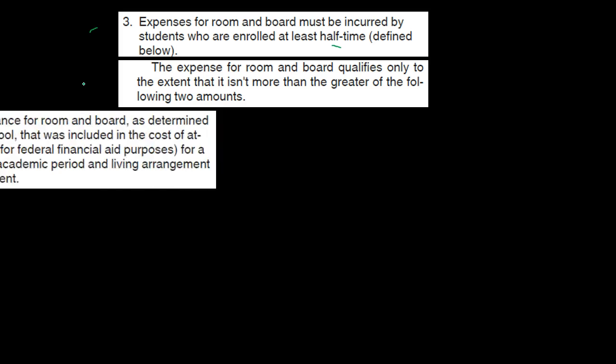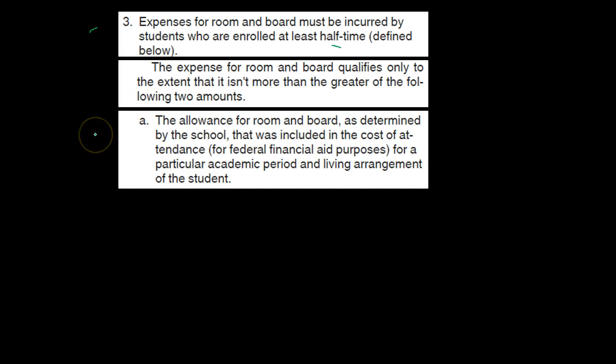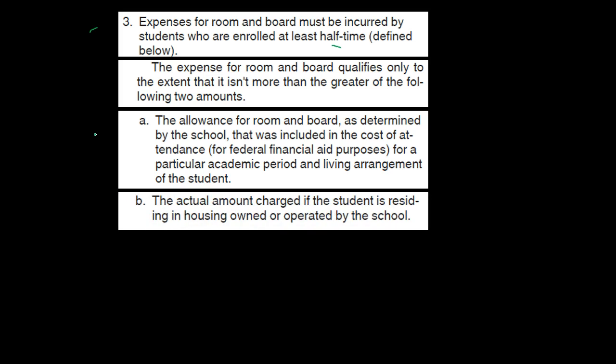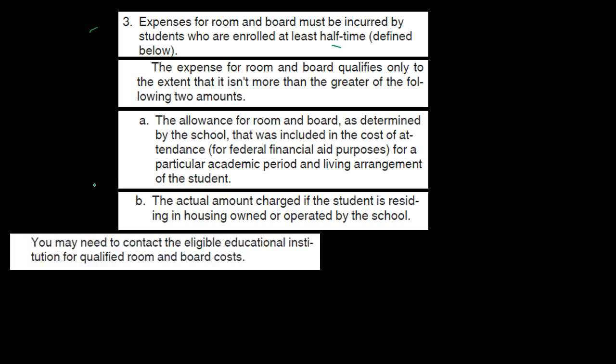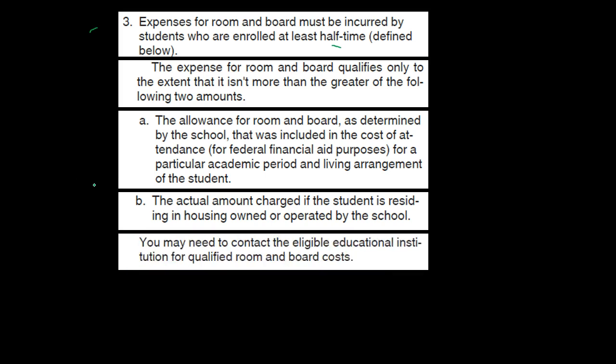following two amounts. So restrictions on the room and board: A, the allowance for room and board as determined by the school that was included in the cost of attendance for federal financial aid purposes for a particular academic period and living arrangement of the student. B, the actual amount charged if the student is residing in housing owned or operated by the school. You may need to contact the eligible educational institution for qualified room and board costs.